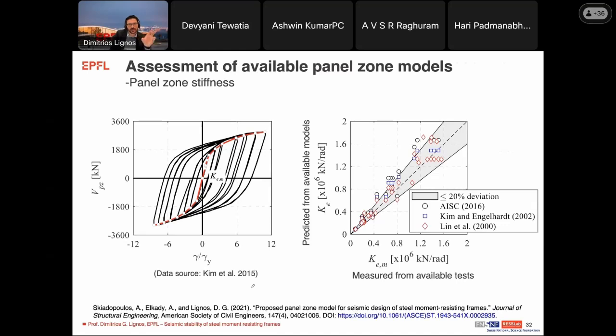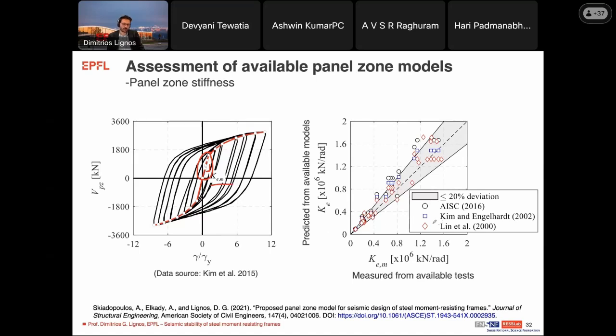So with this data, we assessed the available panel zone models, and here you see a comparison of what we call the panel zone stiffness, highlighted in this figure. In one of these tests, that would be the slope here, the elastic stiffness. This stiffness is important to have correct because if you are designing a frame and you would like to evaluate drifts, you want to make sure that the elastic stiffness of the panel zone is correctly captured.